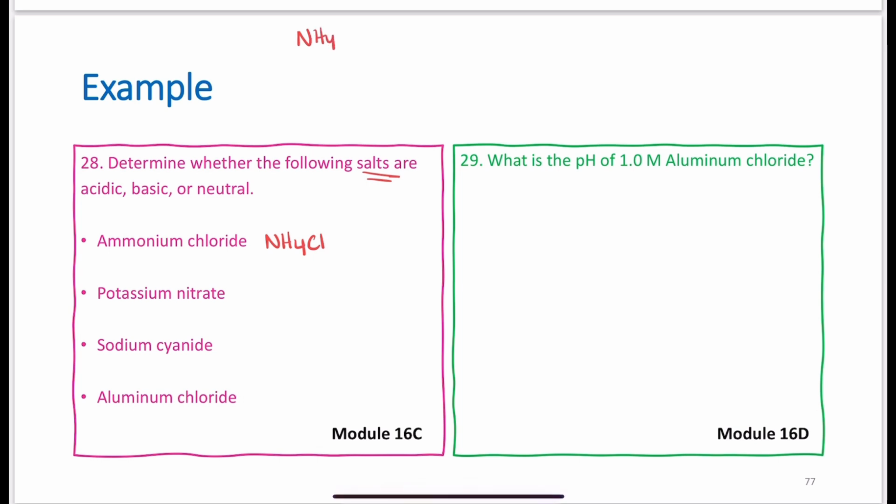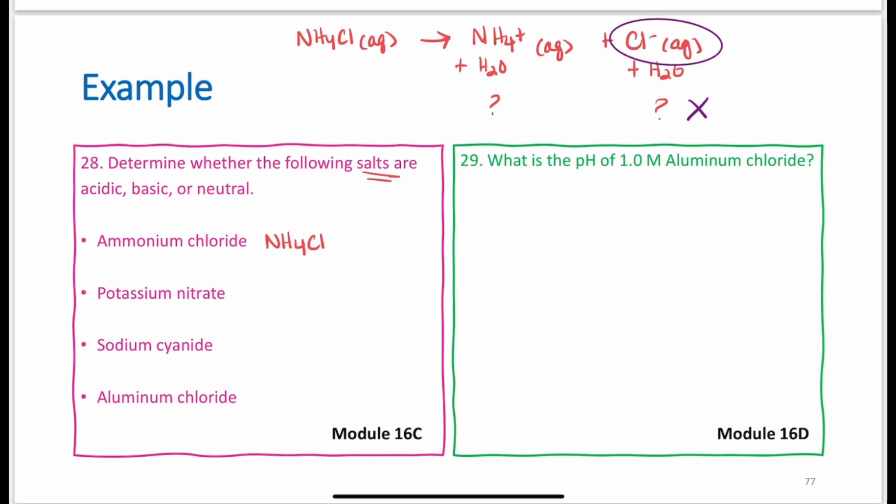If I put NH4Cl into water, this dissociates into ammonium ions and chloride ions. So I need to think about, if I mix this with water, is this going to do anything? If I have this mixed in water, is this going to do anything? This one isn't going to do anything. Chloride is a spectator.